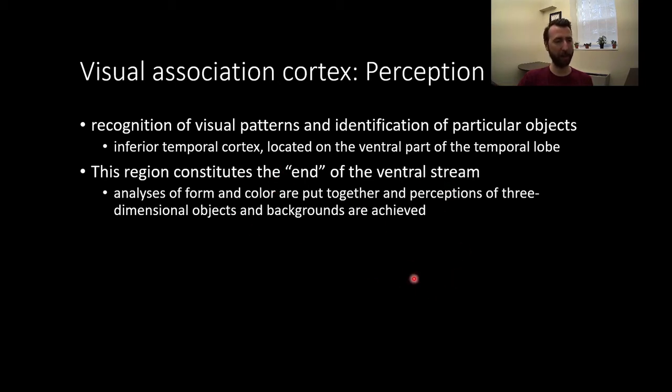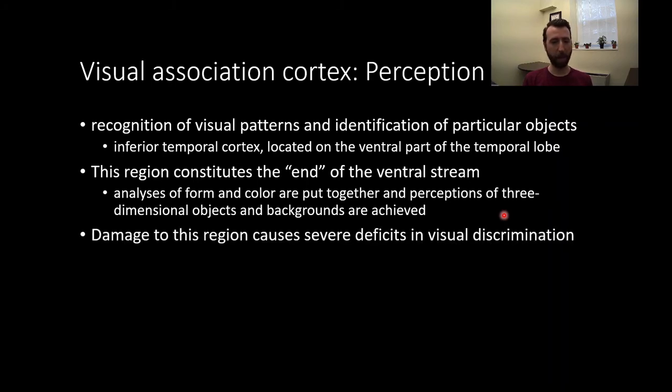End in quotation marks because, of course, that neural activity is going to be passed on and processed by other areas in our brain, but this is the end of the exclusively visual processing. Analyses here of form and color are put together, and perceptions of three-dimensional objects and backgrounds are achieved. So activity in this region is really important for us doing complicated stuff like sorting out figure from ground, like knowing that this water bottle held in front of me is not part of my computer screen, but is in fact a separate object. All takes place here.